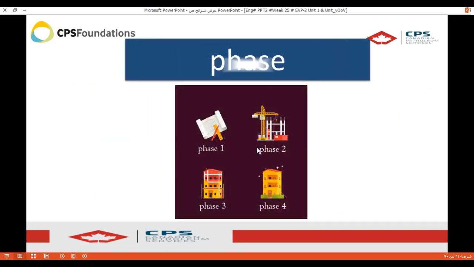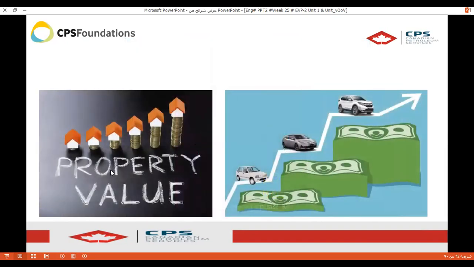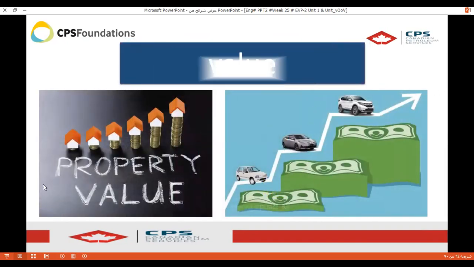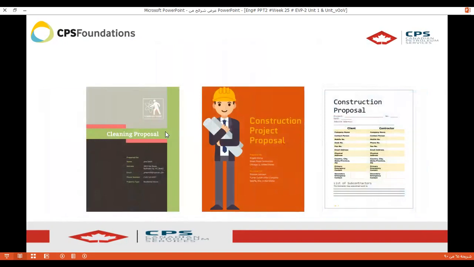Phase 1, phase 2, phase 3, phase 4. This is like a stage or a step. So the first thing that you do is to design, then you prepare the infrastructure, you build, and you finish. These are the four phases of any building phase. Okay. As you see, this car is going up. This is called property value. Value, it means the money that something deserves.